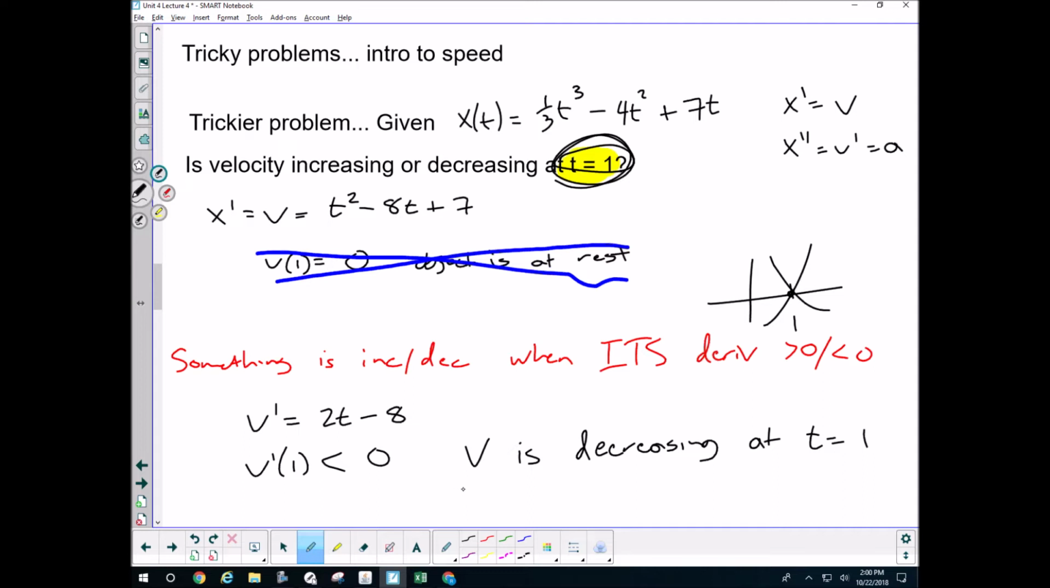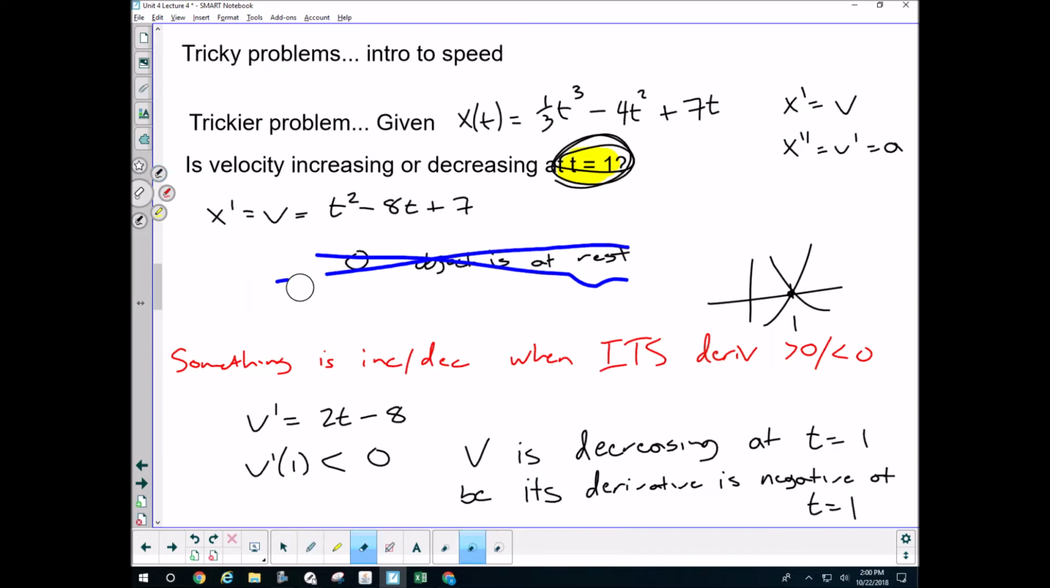Why? If I ask you for justification, because its derivative is negative at t equals 1. Now, some people might not get there. Some people might not get to this point of saying, oh, I have to take the derivative of velocity.